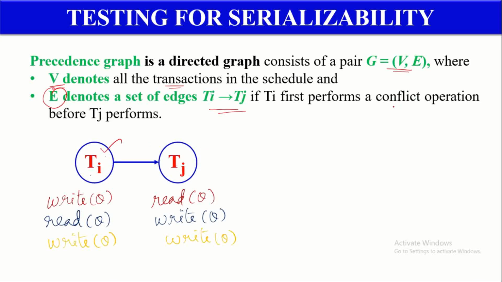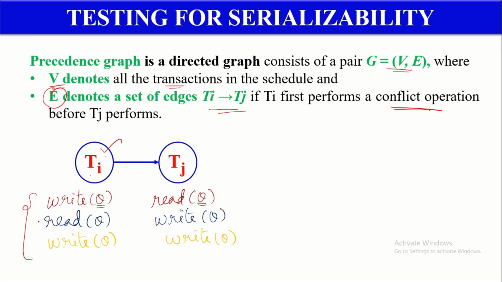Okay, let's now discuss what a conflict operation is. If one of three combinations of operations is done by Ti and Tj, that is determined as a conflict operation. That is, if Ti performs a write operation on a data item before Tj performs a read operation on the same data item. Here, Q is the data item.